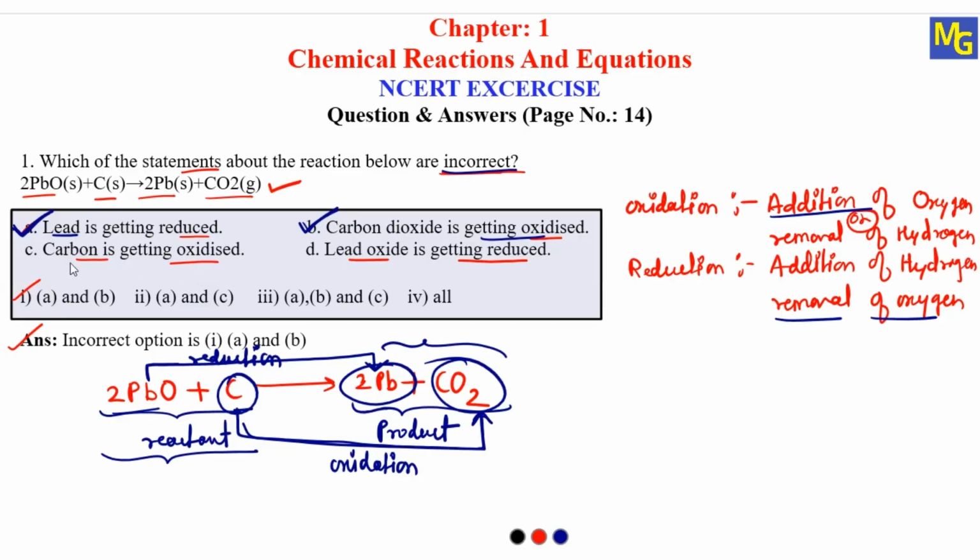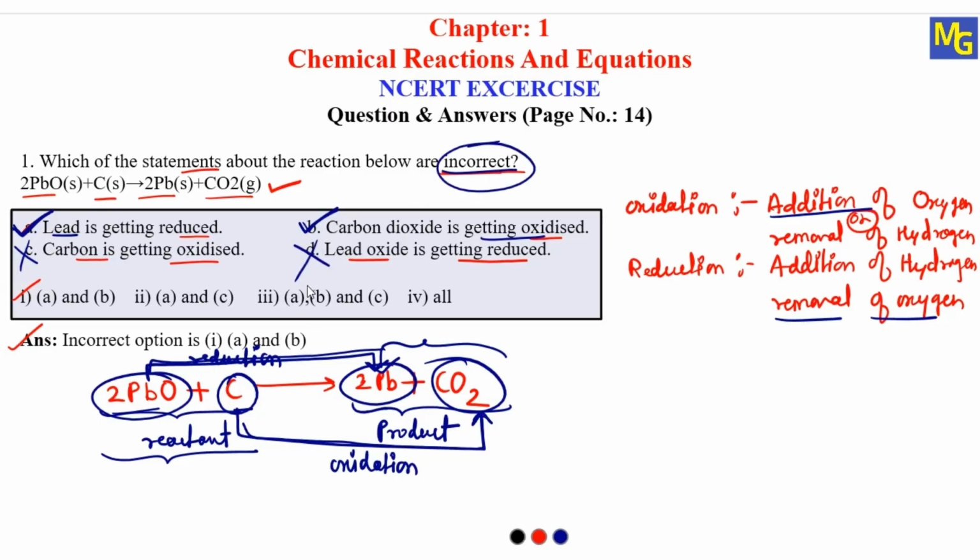But according to this question, this statement is incorrect. Sorry, it is the wrong one. Now see here, option D, that is statement D: lead oxide is getting reduced. Where is lead oxide? Here. And this is getting reduced. Yes, it is undergoing reduction. It is getting Pb. So this statement is exactly correct. But we want incorrect. That's why this also we are not going to consider.